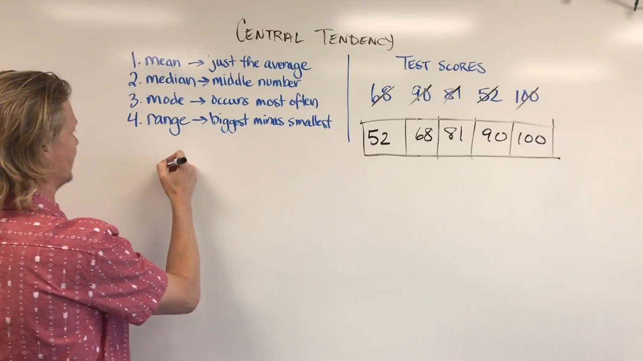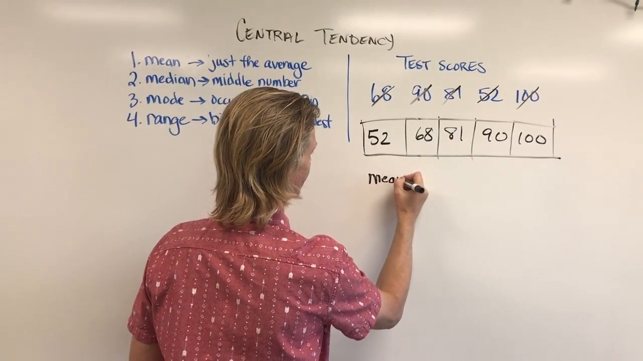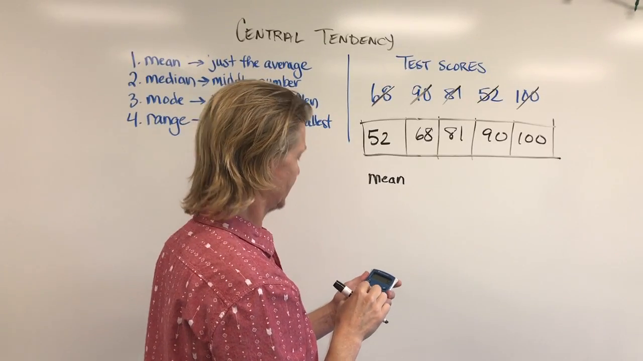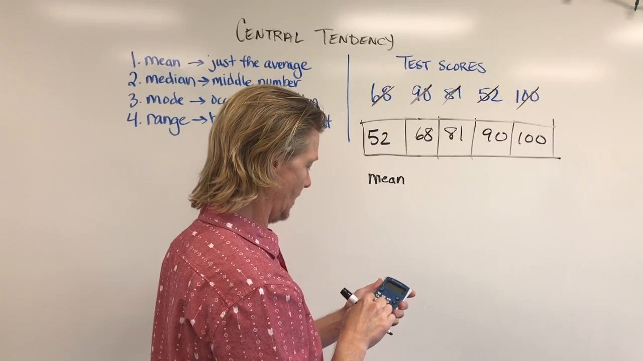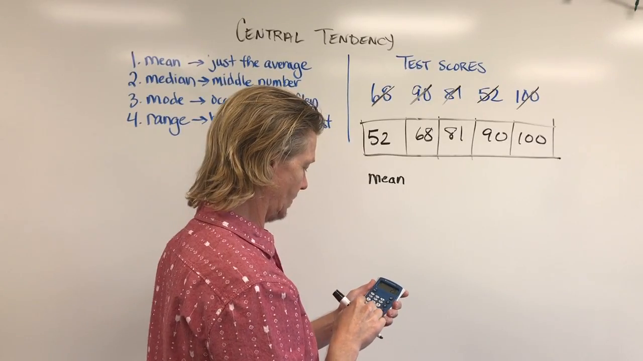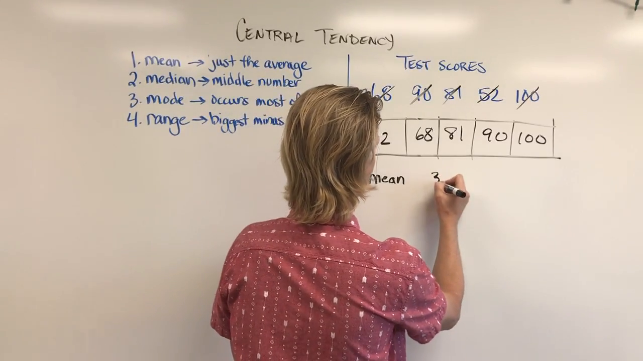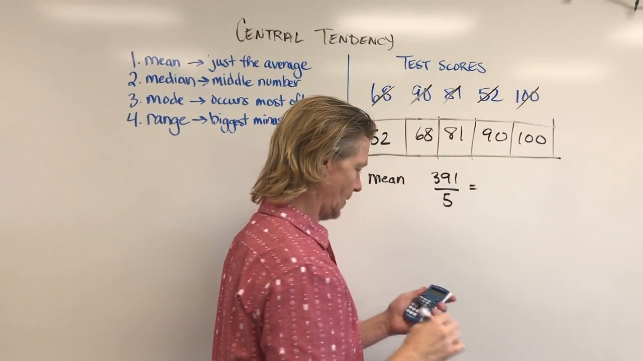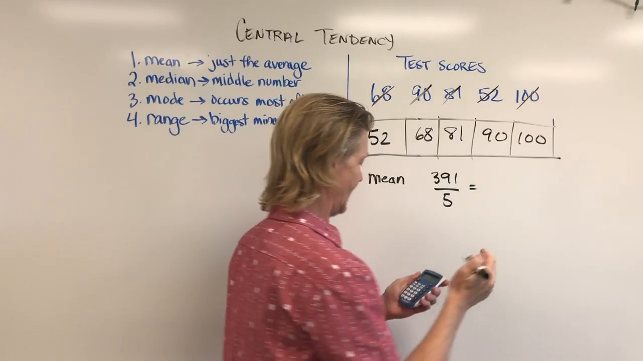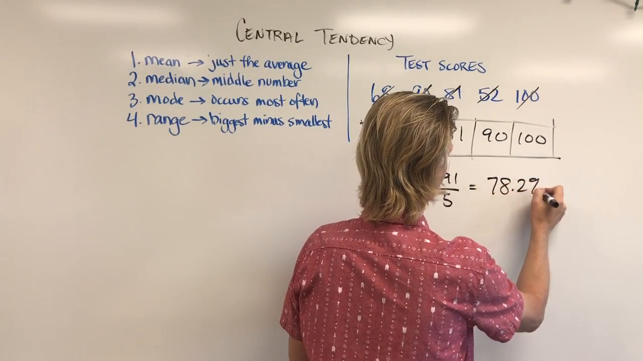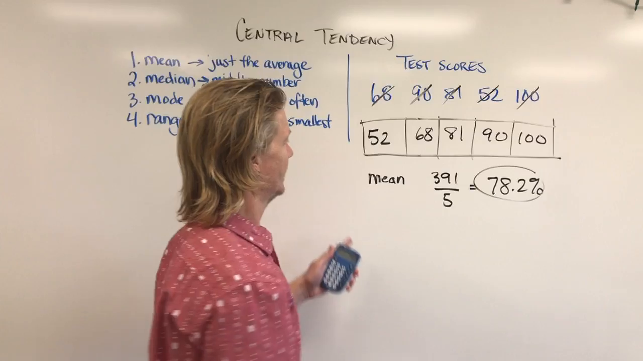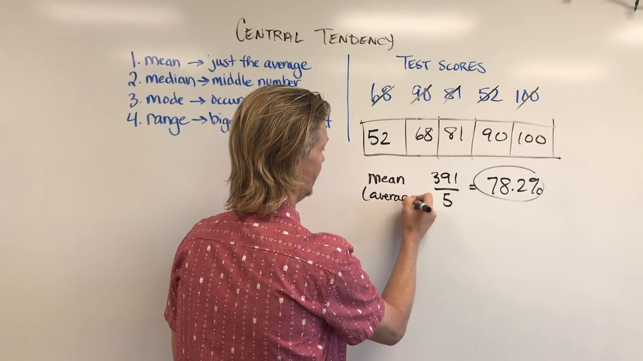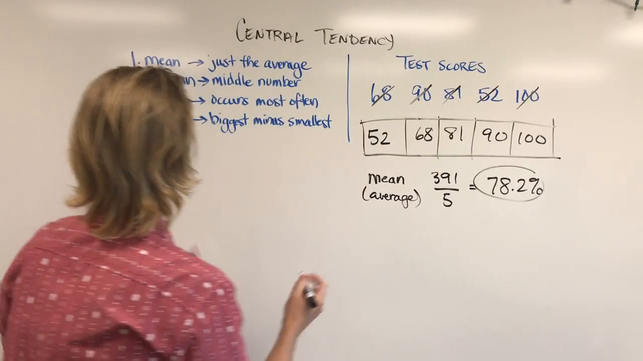So the mean for this group, the average, okay? So I add these all up. Literally, that's all I do. 52 plus 68 plus 81 plus 90 plus 100, and I get 391, divided by 1, 2, 3, 4, 5. Okay, so divided by 5, I get 78.2%. So the average of these 5 test scores is 78.2, the mean. And that's just another word for average. Literally interchangeable. Okay, how about the median?